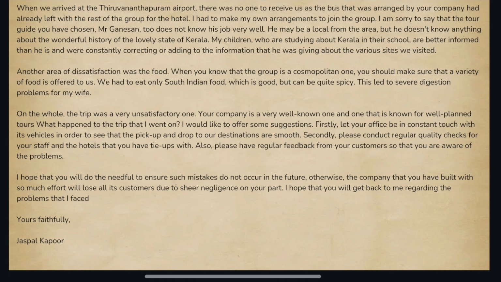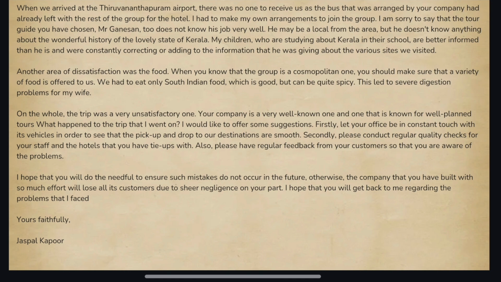I am sorry to say that the tour guide you have chosen, Mr. Ganeshan, too does not know his job very well. He may be a local from that area, but he does not know anything about the wonderful history of the lovely state of Kerala. My children, who are studying about Kerala in their school, were better informed than he and were constantly correcting or adding to the information. He stated again the problem in this paragraph. Next paragraph also is the problem.